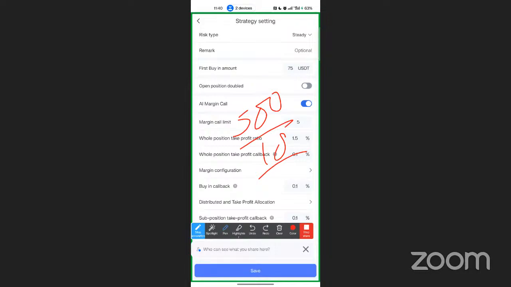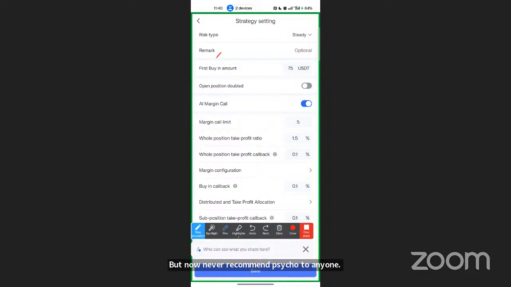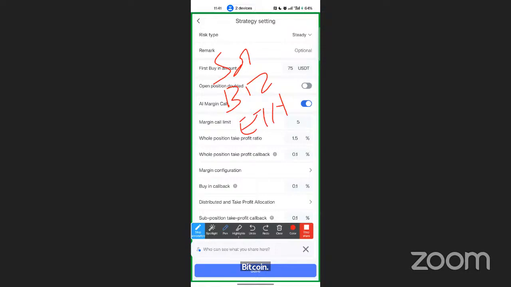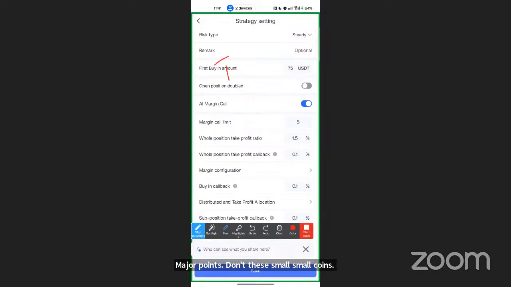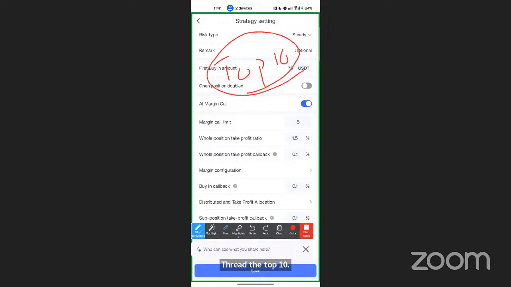If someone is busy and they want to trade coins, a minimum of 10. But me, I've never recommended Cycle to anyone. A minimum of 10. Trade coins like Solana, Bitcoin, Ethereum, major coins. Don't trade these small coins. Go to CoinMarketCap, the top 10. Trade the top 10, the top 10 coins on Cycle.